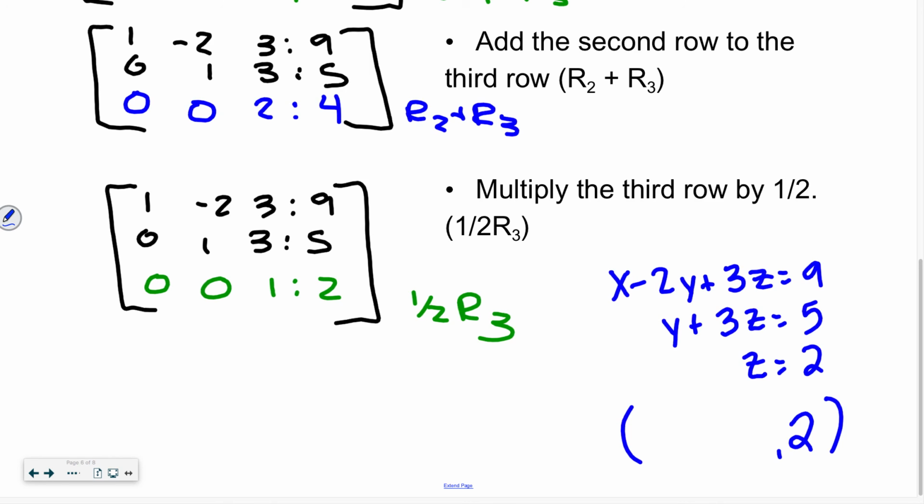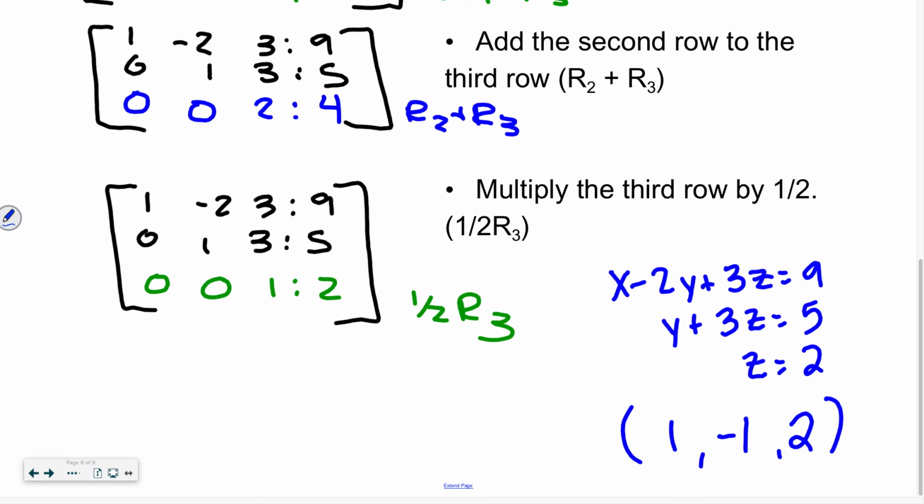Z is 2? 3 times 2 is 6. Subtract the 6 over. Y is negative 1. That would be plus 2, plus 6, so that's x plus 8. Subtract 8. That would be your ordered triple.